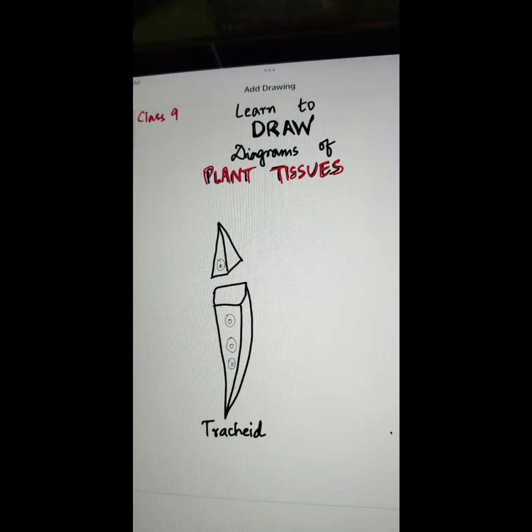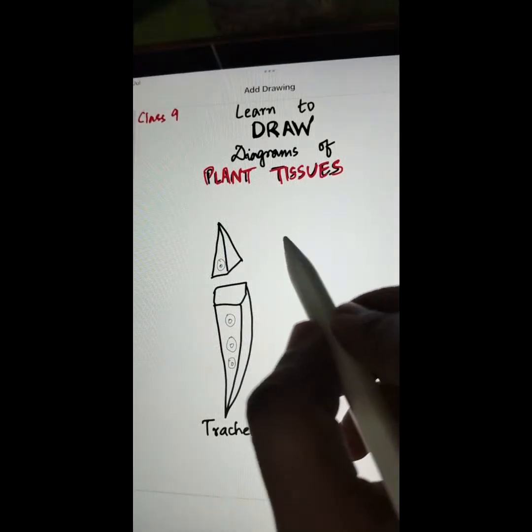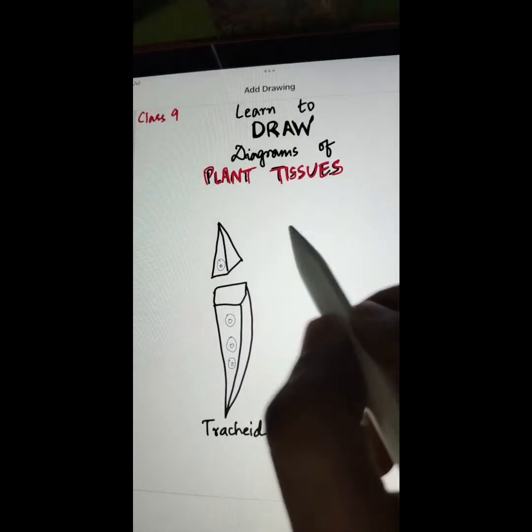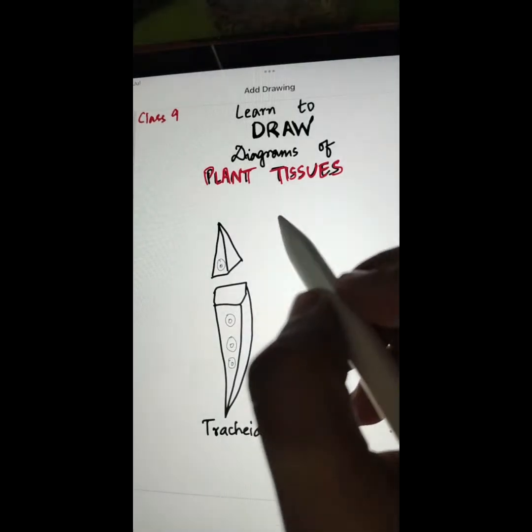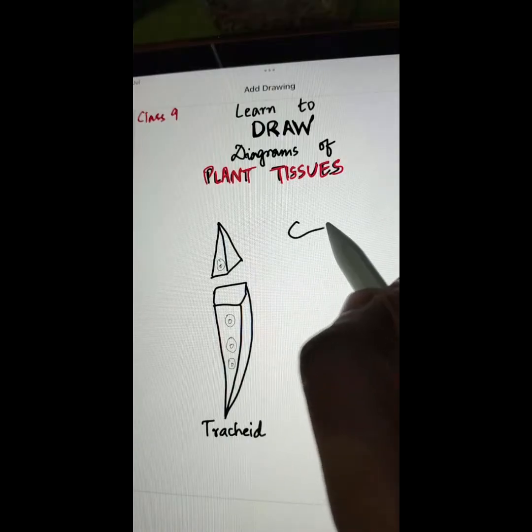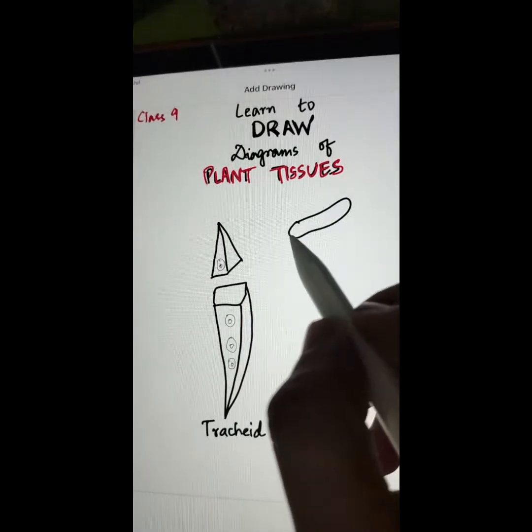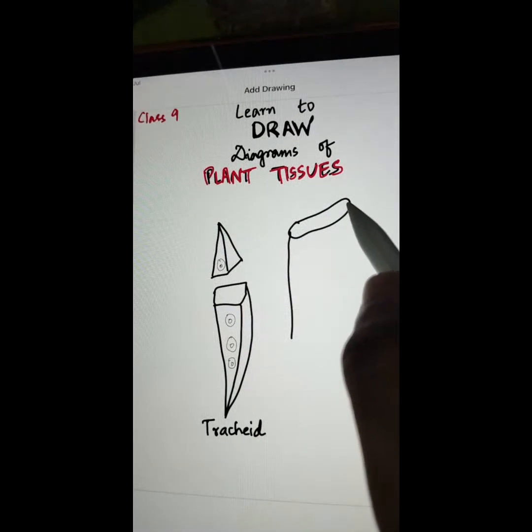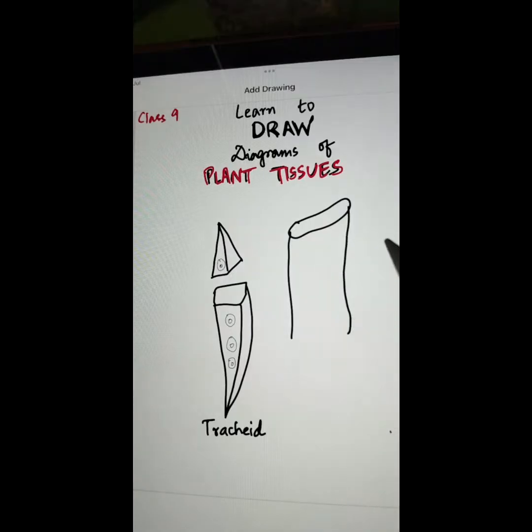So in the exam, you should definitely know how to draw because in certain schools, the diagrams are also being given. Now we are coming to the second part, which is the vessel. So a vessel has numerous pits on it.